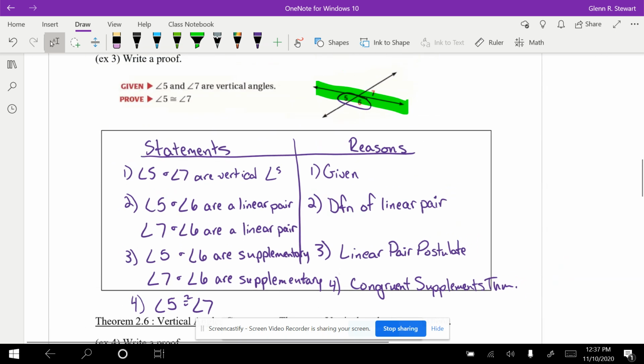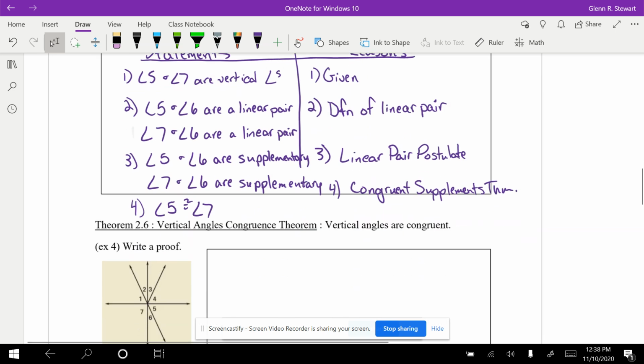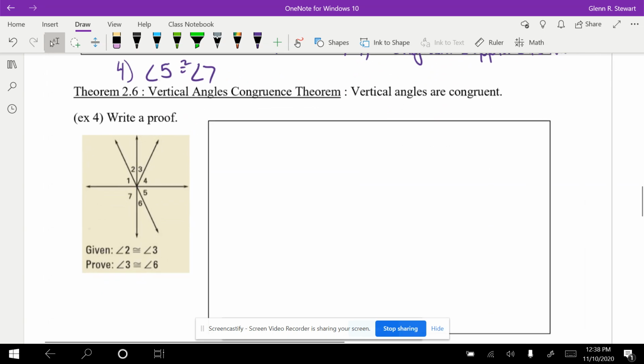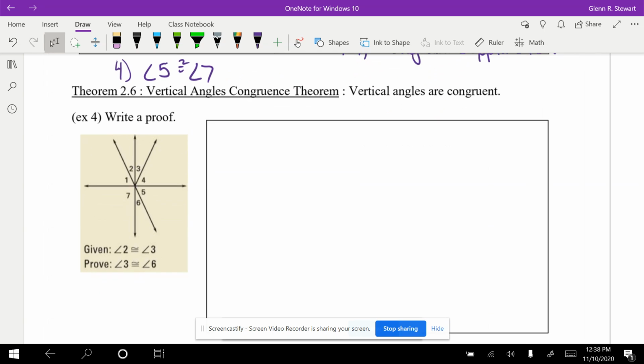Now here's the deal. You know how I've always said to you sometimes there's more than one way to simplify a proof? This is a perfect example because the next theorem is the vertical angles congruence theorem. So I'm going to show you vertical angles. We all know vertical angles are congruent. I'm going to show you how to do this proof, and then I'm going to jump back to that last one. I'm going to show you how we could have done it even quicker, even more simple, but we wouldn't have used the linear pair postulate. So in this case, vertical angles are congruent.